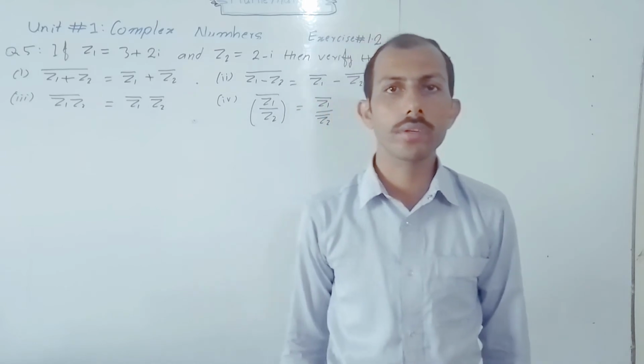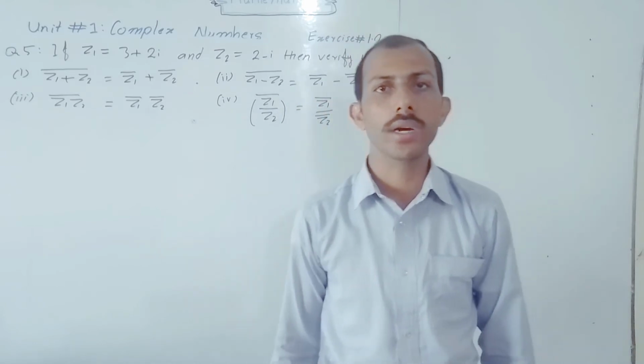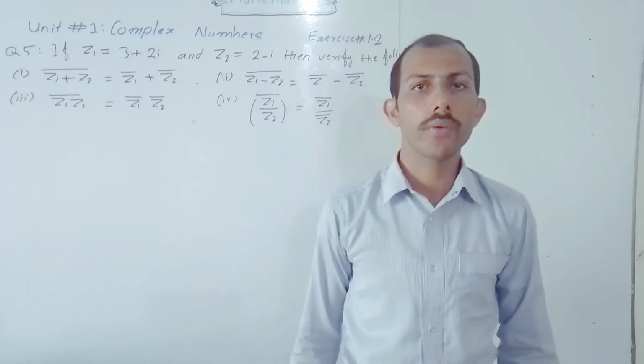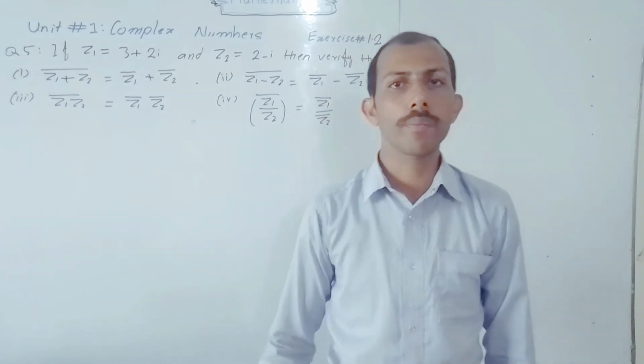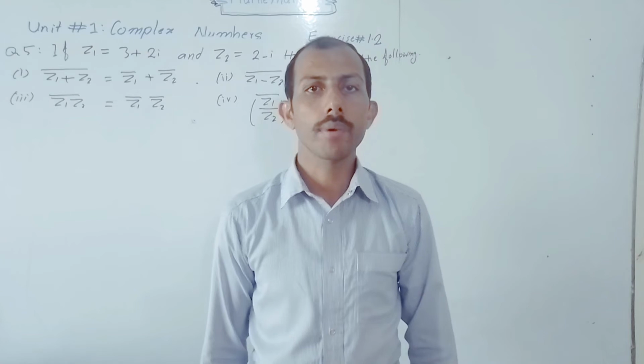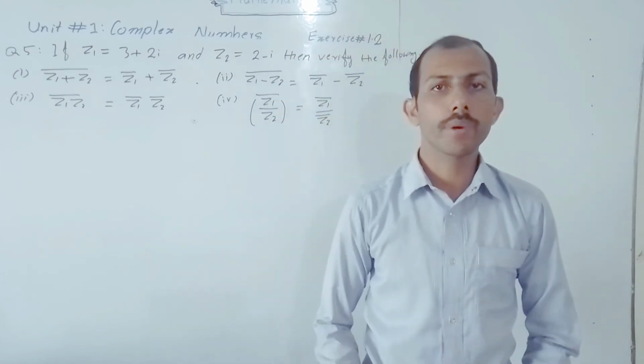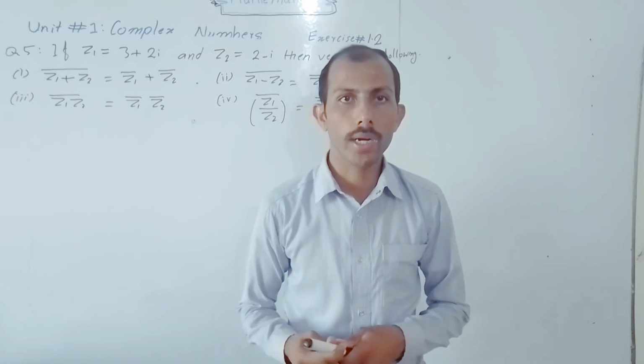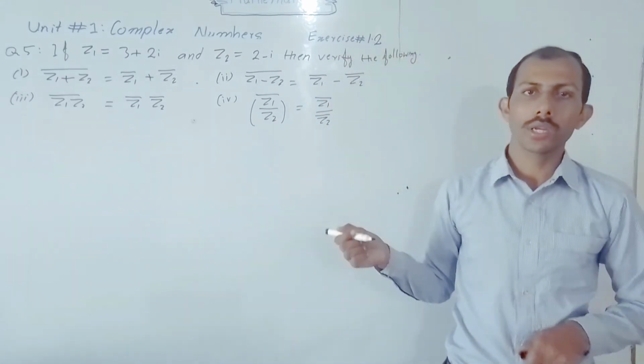I am going to discuss mathematics class first year, chapter number 1, complex number. In this lecture I will solve exercise number 1.2, question number 5, that is most important from the paper's point of view. So let's start question number 5, parts number 1, 2, 3 and 4.